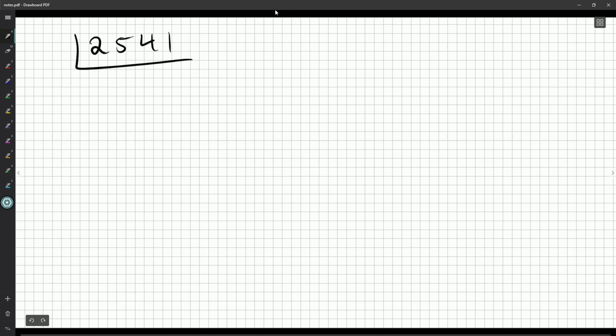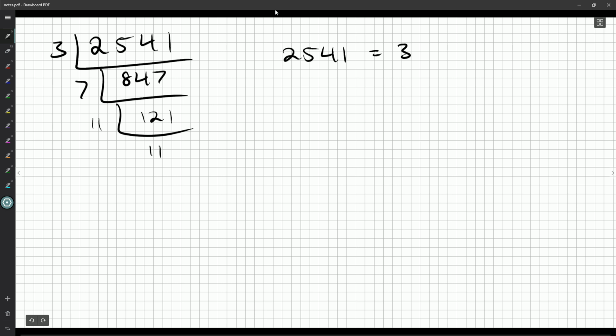They add up to 12, so there's a factor of 3 I can get rid of. I'm just going to grab my calculator and make this go faster. So I get 847. That adds up to 19, so there's nothing I can do there. It's not divisible by 5. Let's try divisible by 7. Yep, there it is. 7. Yeah, 121, and of course that's 11 squared. So 2541 is 3 times 7 times 11 squared.